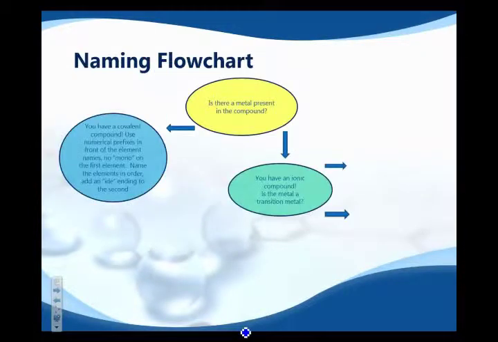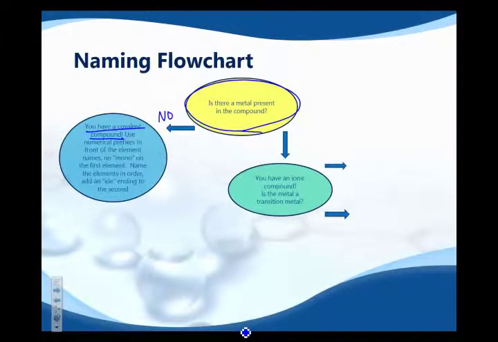So let's look at what questions you might be asking yourself. Let's start up here with this yellow, because the first question you're going to ask yourself is, is there a metal present in the compound? And the reason you want to ask yourself this is because two nonmetals means a covalent compound, and a metal means an ionic compound. So if there's not a metal present, so if no is the answer to that question, then you have a covalent compound. Fantastic. That means you use numerical prefixes in front of the element names. There's no mono on the first element.